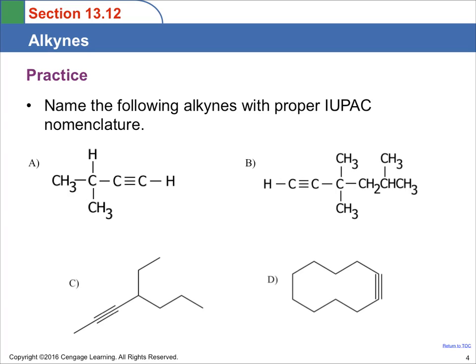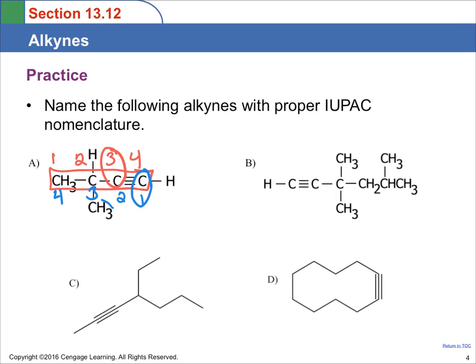So for the first option, A here, we have a longest carbon chain of 4. And our 2 options for numbering, we could number from left to right or right to left. And notice if we do the blue numbers, our triple bond starts on number 1. If we do the red numbers, our triple bond starts on number 3. So we again want to use the lowest number possible, so we're going to go with the blue option.